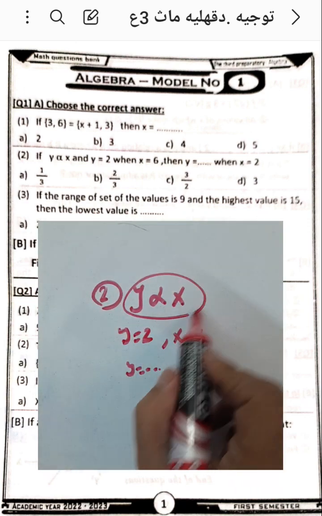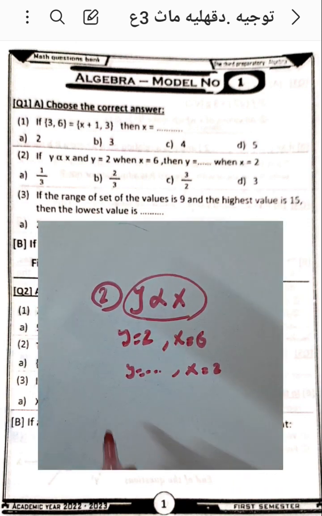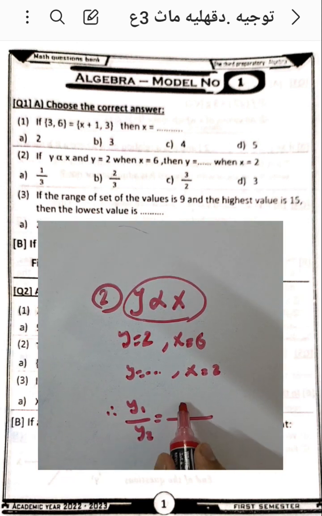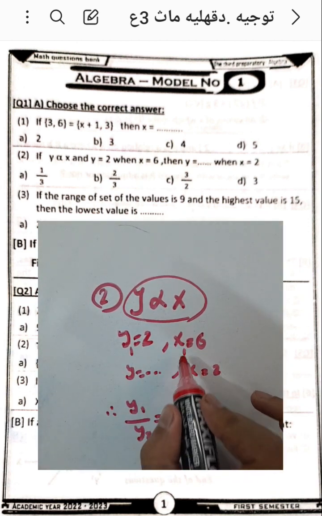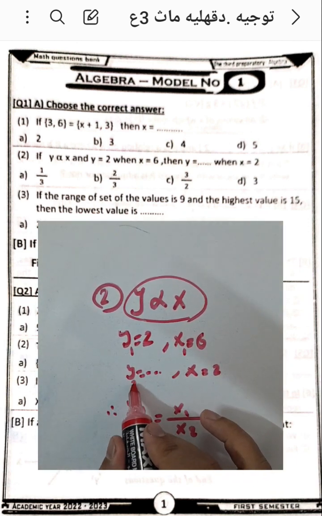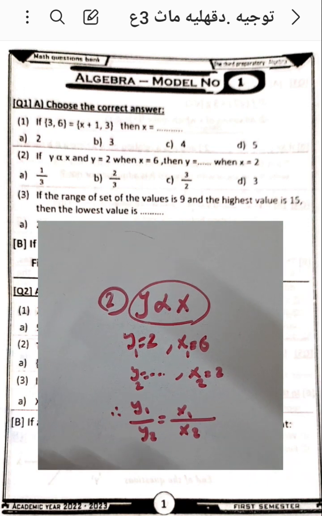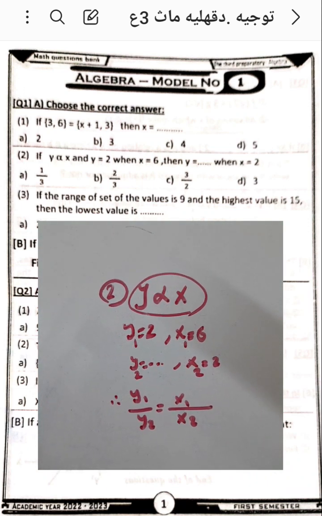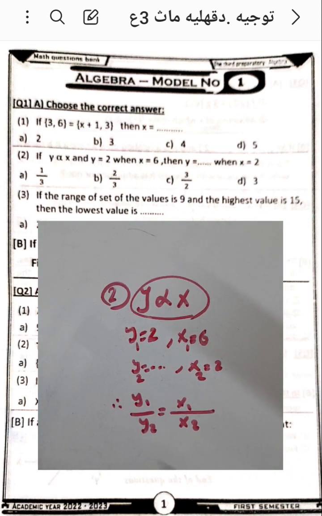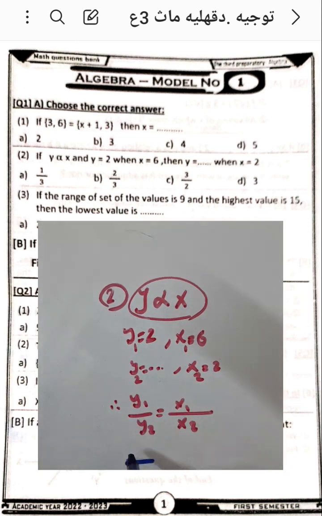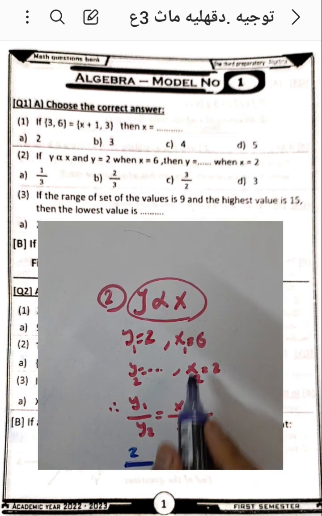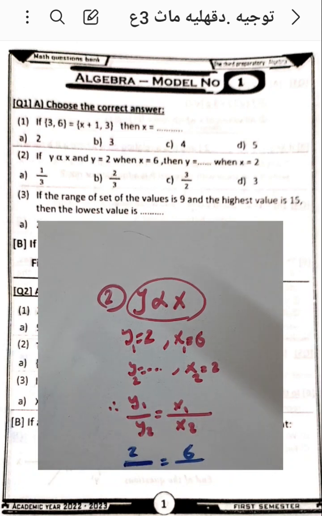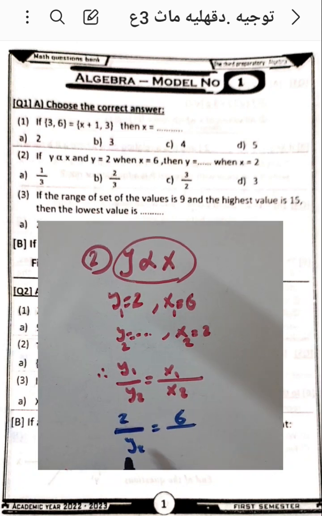We have directly proportional between y and x, then we can write y1 over y2 equals x1 over x2. We call them y1 and x1, y2, x2, and then put them in this relation to find y2. Okay, y1 was 2, x1 was 6, and I want to find y2 when x2 equals 2.